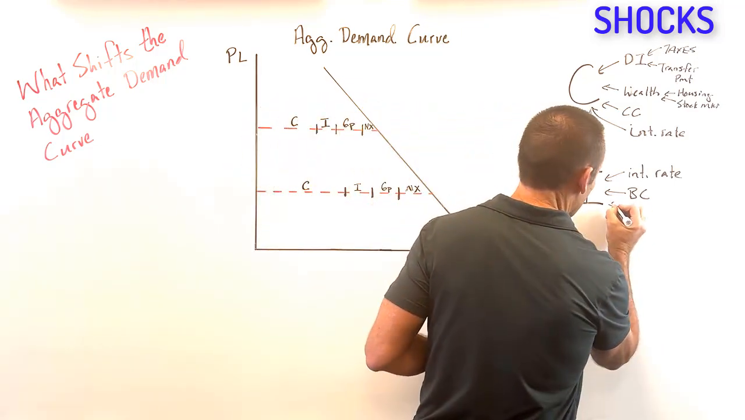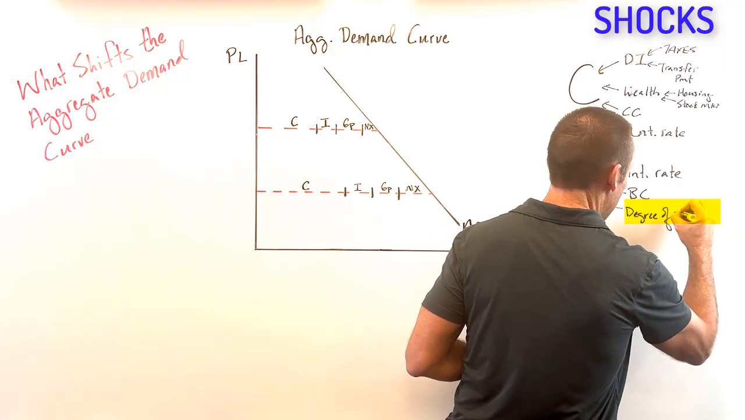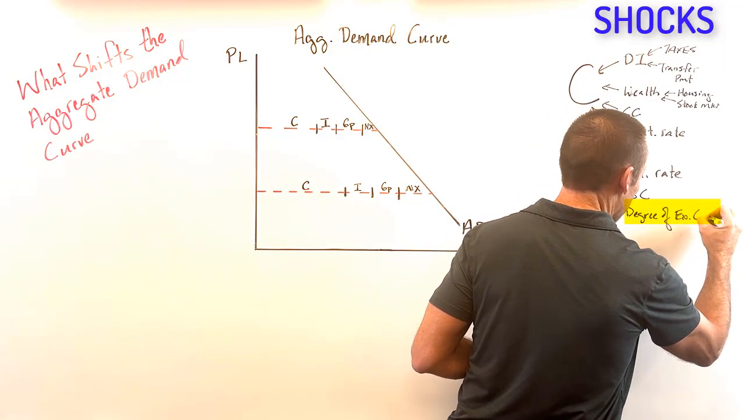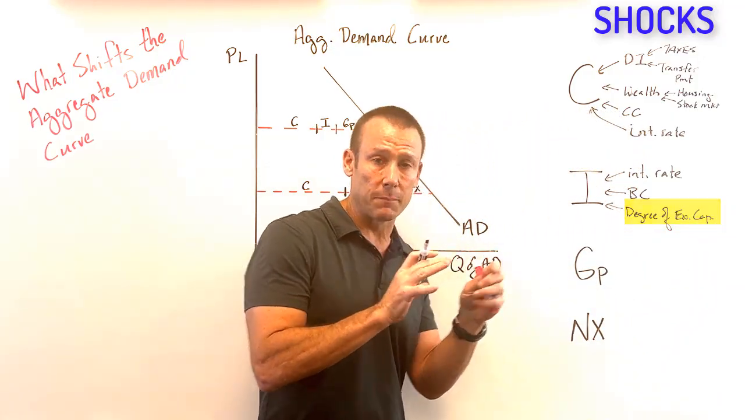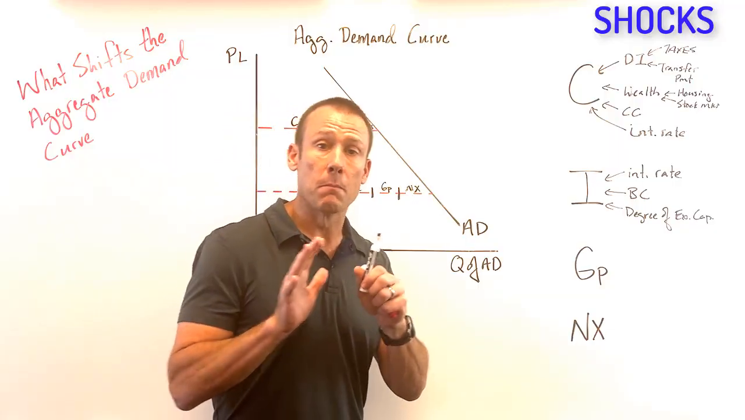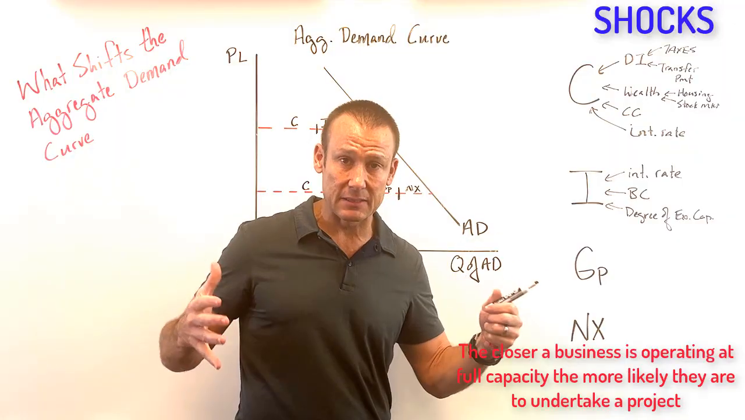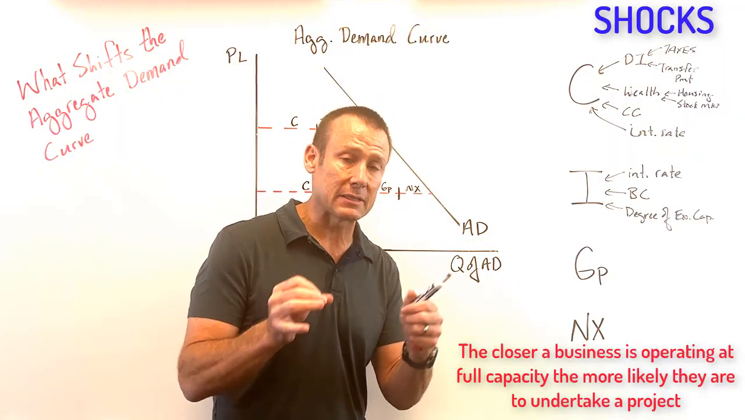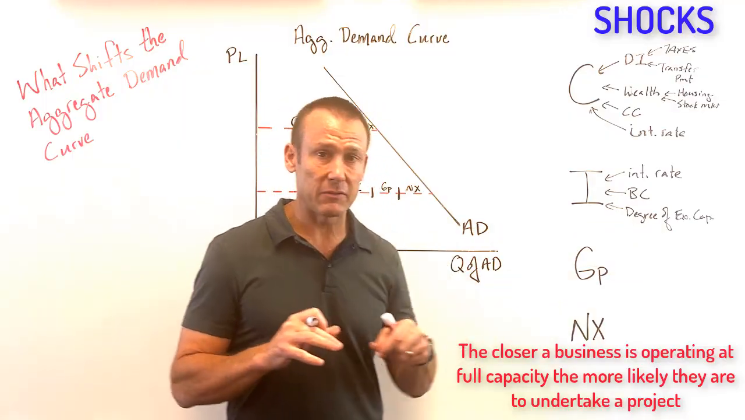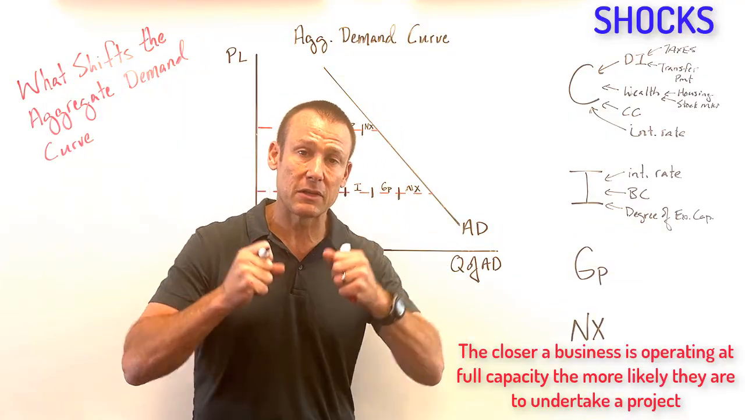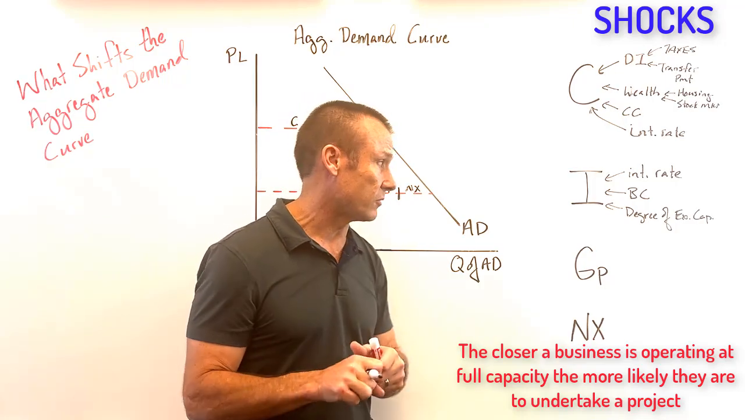Finally, the degree of excess capacity. Here's the thing, guys. If businesses are almost at full capacity, then they are much more likely to do an investment project. If businesses have a lot of excess capacity, they are much less likely to do a business project. So, degree of excess capacity. The less excess capacity, the more likely we are to see businesses doing investment projects, all right?